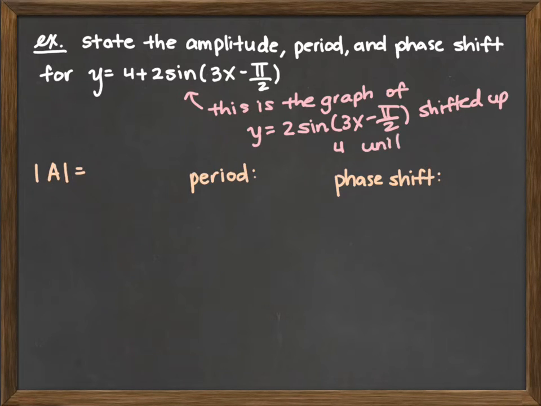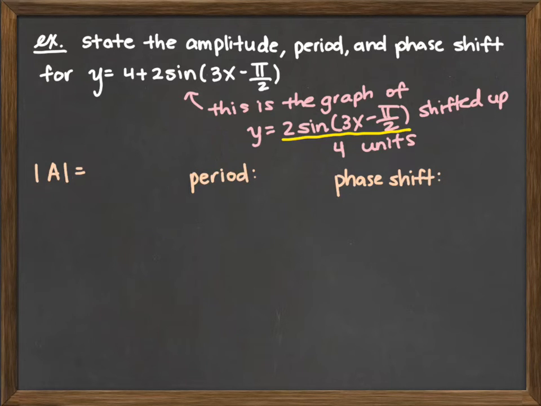So what does that mean? It means that all we're doing is taking this graph, and I'll highlight it, maybe a different color. But all we're doing is taking that graph and we're shifting it up 4 on the y-axis, and so nothing's going to change. The amplitude, period, and phase shift will still remain the same. So we can just look at this equation instead of the original one.